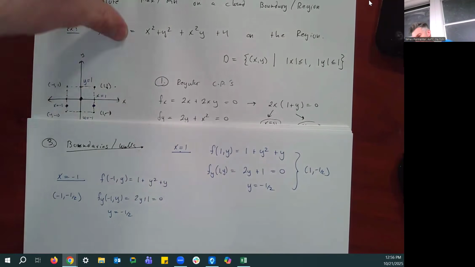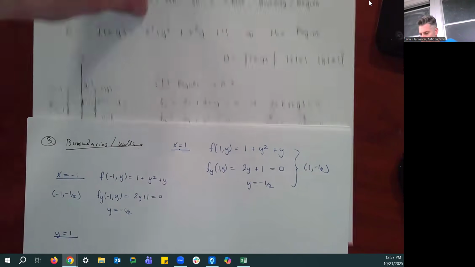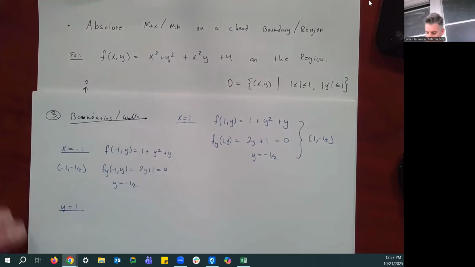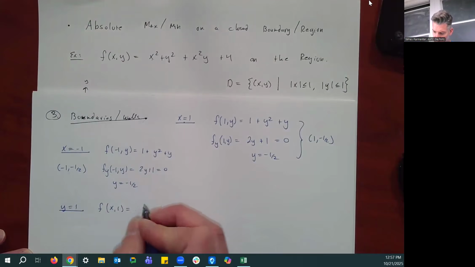All right, let's do the other two. We're going to set y equal to 1. I keep moving my function away because I want to see other things. But if I set y equal to 1, we're going to have f of x comma 1 equal to x squared plus 1 plus x squared.